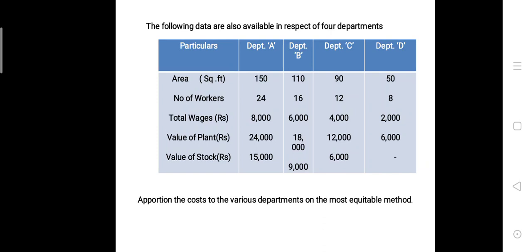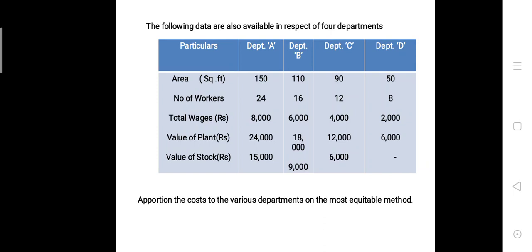D. Following are the overhead expenses such as rent 2000, repair 1200, depreciation 900, light 200, supervision 3000, insurance 1000, employer's liability for ESI 300, power 1800. The following data are also available in respect of 4 departments.